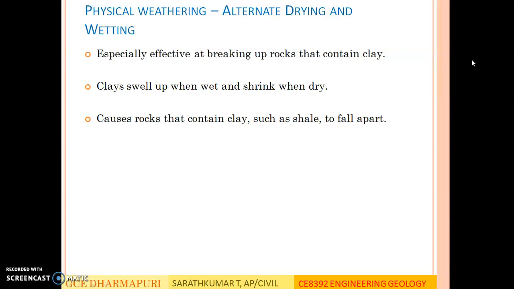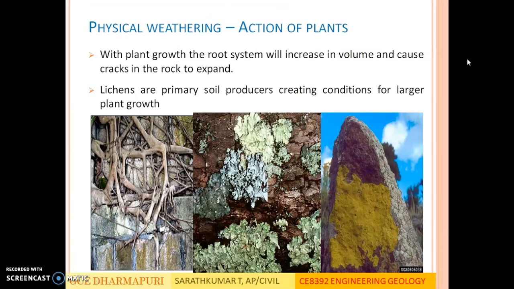Upon alternate drying and wetting over a period of time, the rocks... Physical weathering. Action of plants. With plant growth, the root system will increase in volume and causes cracks in the rocks to expand. Lichens are primary soil producers, creating conditions for large plant growth.